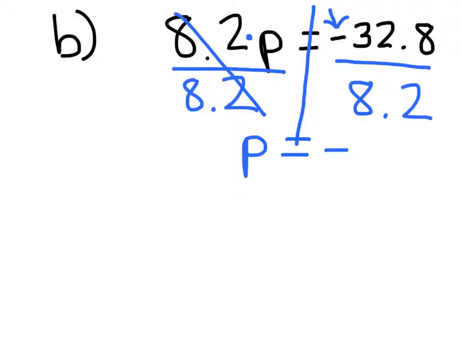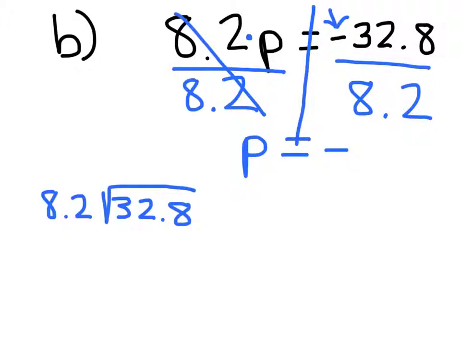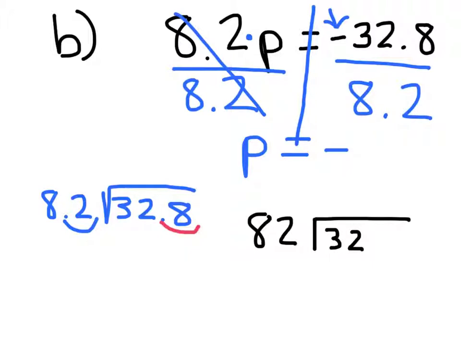Now I'm going to do some long division. I have 32.8. The top number goes inside, divided by 8.2. I'm going to move that decimal once. So if I move it once over there, I've got to move it once over there. My new problem that I'm going to write in black here is 82 on the outside, and 328 inside.